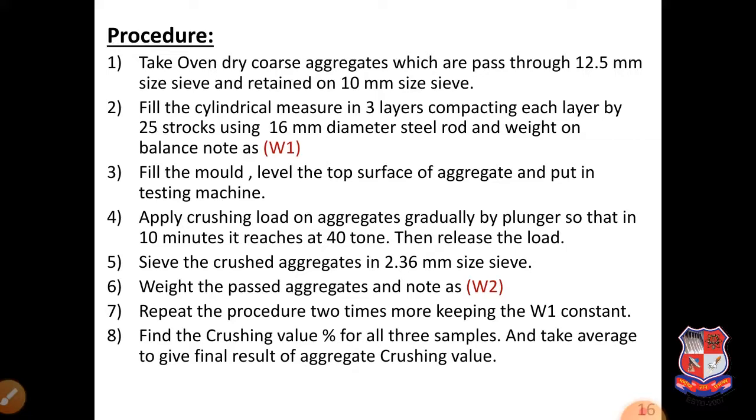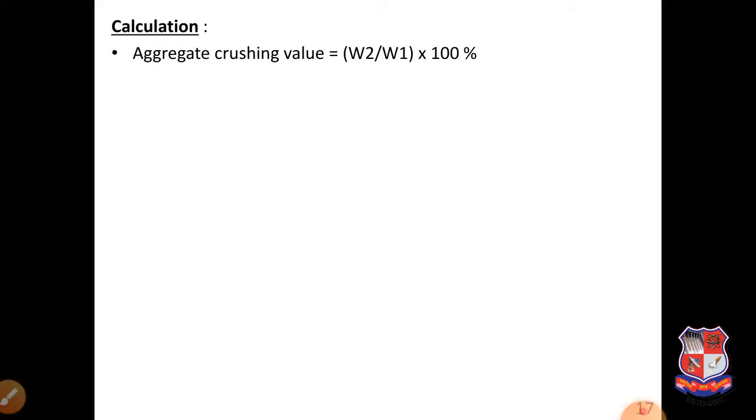Find the crushing value in percentage for all 3 samples and take average to give final result of aggregate crushing value. Calculation. Aggregate crushing value equals W2 divided by W1 multiplied by 100. Quality standard.